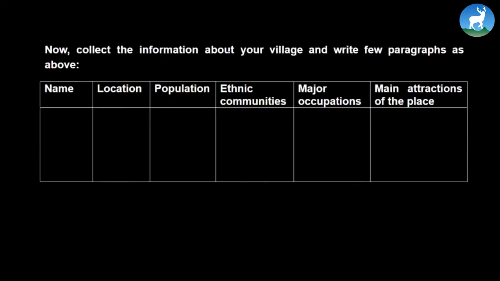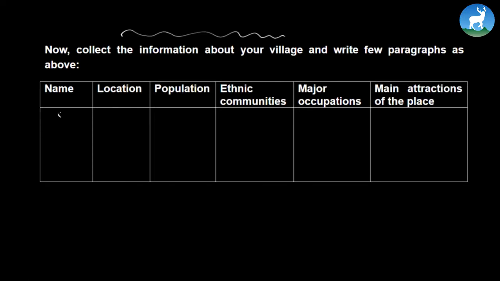Now, collect the information about your village and write a few paragraphs. So maybe to collect the information, you need some time. Maybe you can take a day or two and perhaps ask the local residents or your family members or friends or relatives, whoever you think possess good information. And the information is about your own village. Where do you live? Do you know everything about your village? And write a few paragraphs.